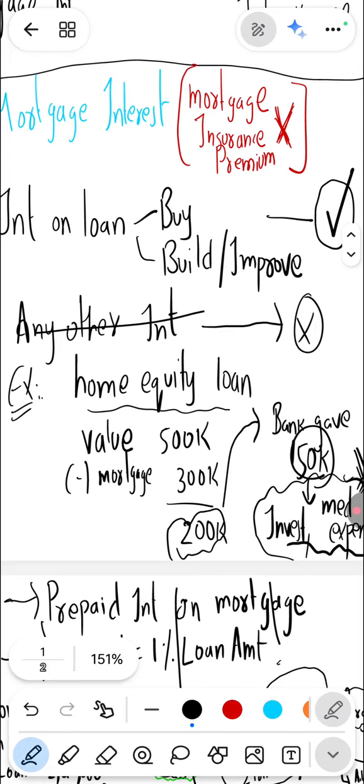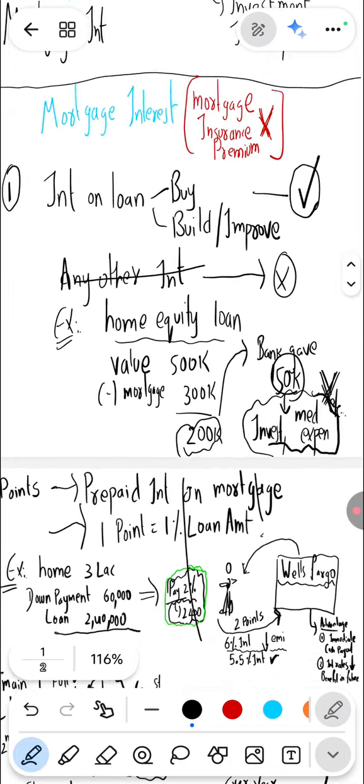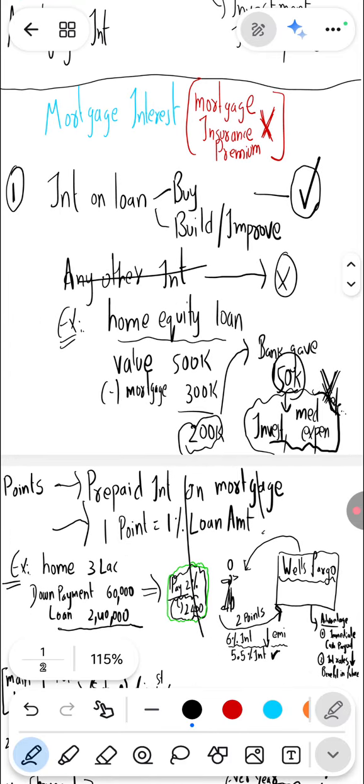So what does that mean? Suppose in the case of a home equity loan where the value is 500k, the mortgage on that is 300k, and on the balance 200k the bank is providing a 150k loan. You are taking that loan for your personal use, like making an investment or medical expenses. In that case, you are taking that loan by keeping the home as collateral. If you are paying interest on that, it is not allowed. Only for the purpose of acquiring a property and making additions to it by building or renovating, in that case only the interest is allowed.